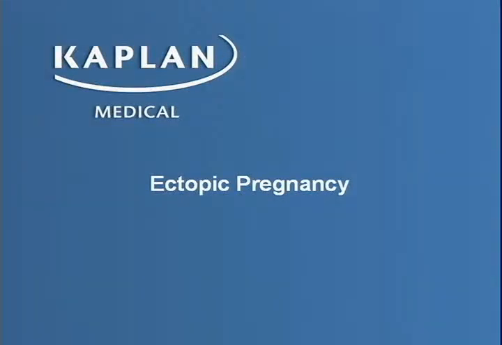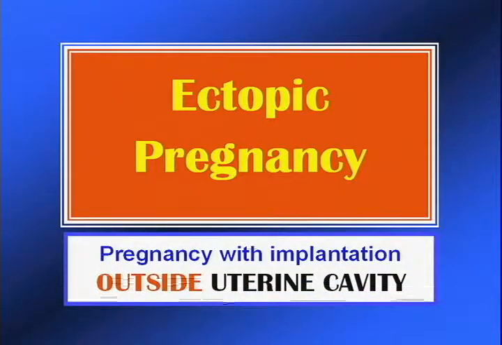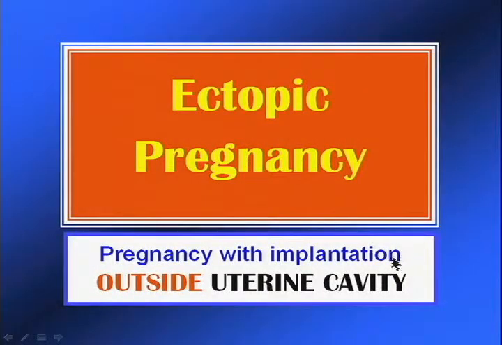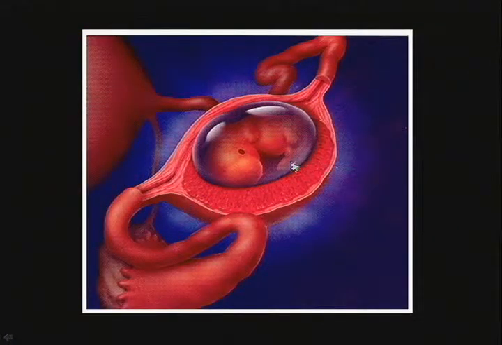All right, our next topic and last one in this chapter on failed pregnancy is ectopic pregnancy. Ectopic pregnancy can be defined as a pregnancy with implantation outside of the uterine cavity. The most common location is in the fallopian tube, in the distal fallopian tube, but if it's outside the uterine cavity, regardless of where it is, that is ectopic. Most common location is in the fallopian tube.